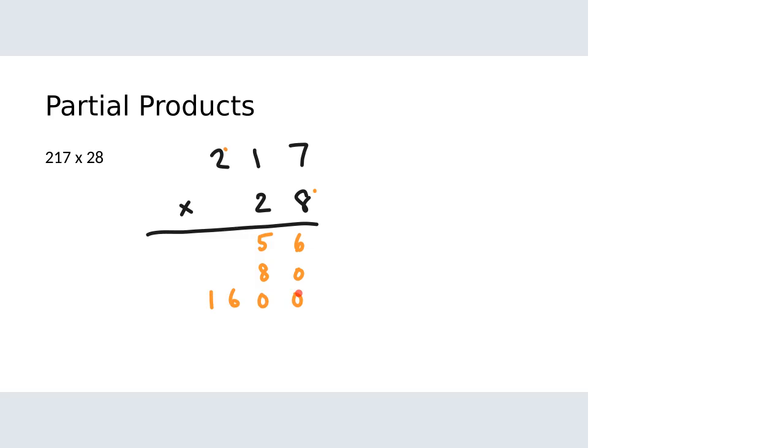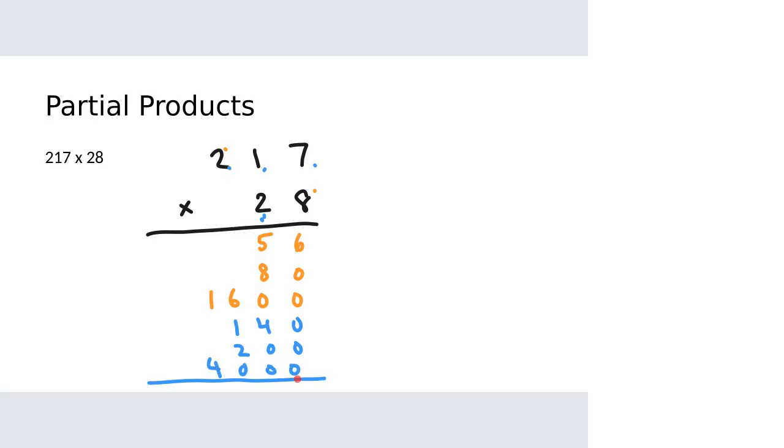This is a really great way to help students who might be struggling with place value and what it is that everything means in this multiplication setup. Then we go over to the 2, and now we're doing 20 times 7. Let's see, 20 times 7, that's 140. Then 20 times 10 is 200. And then 20 times 200, that's 4,000.